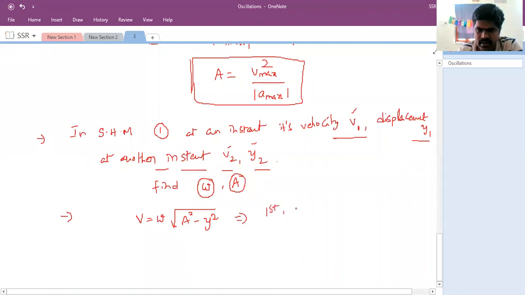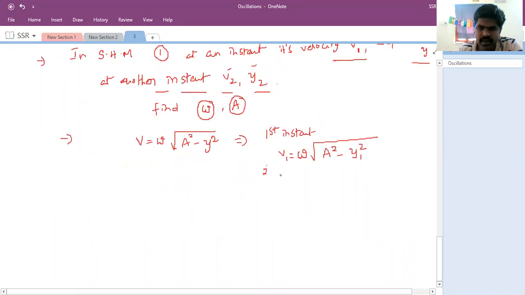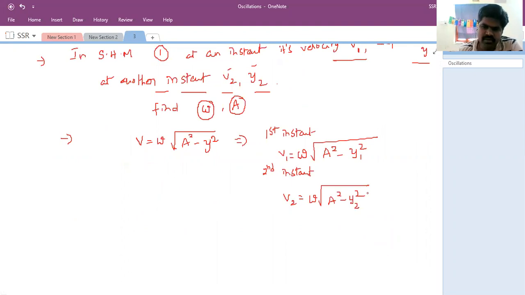For the first instant, we can write V1 is equal to omega into root of a square minus y1 square, because for the same particle the angular speed does not change, and the amplitude also does not change. For the second instant, for the same particle and same SHM, A and omega will not change, so V2 is equal to omega into root of a square minus y2 square. Let us call these equation number 1 and equation number 2.